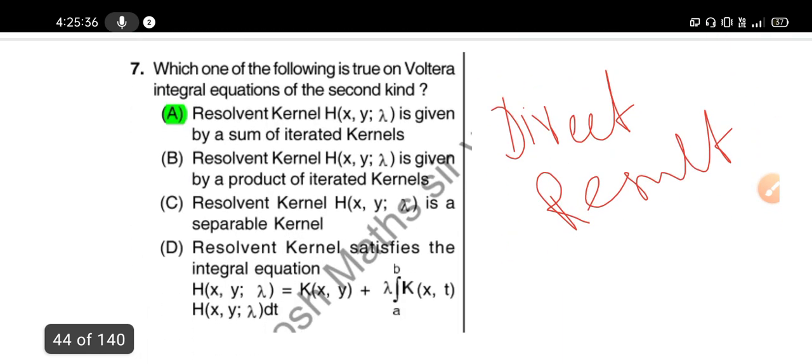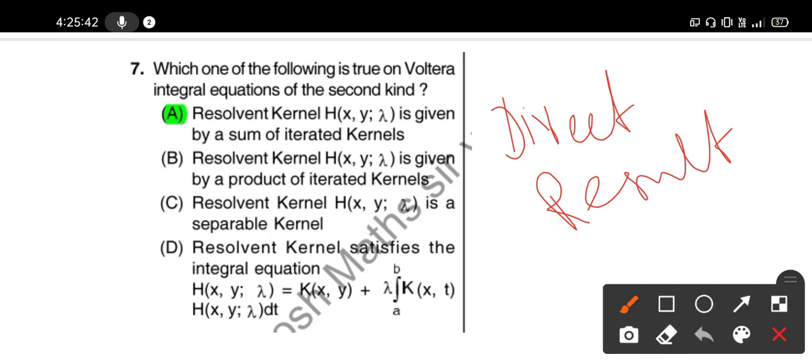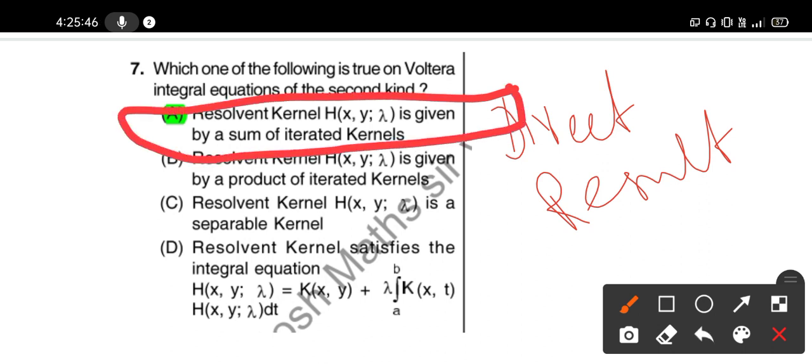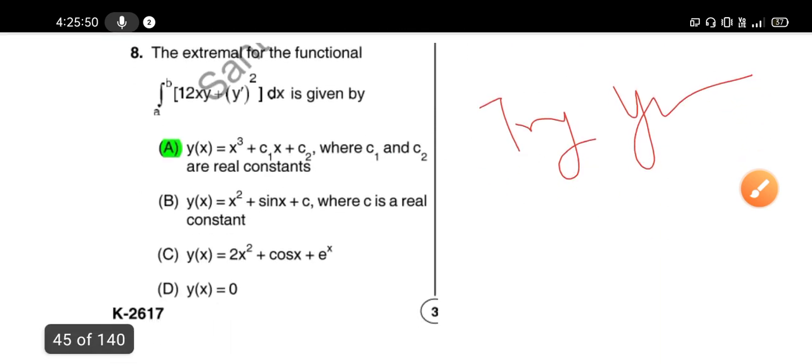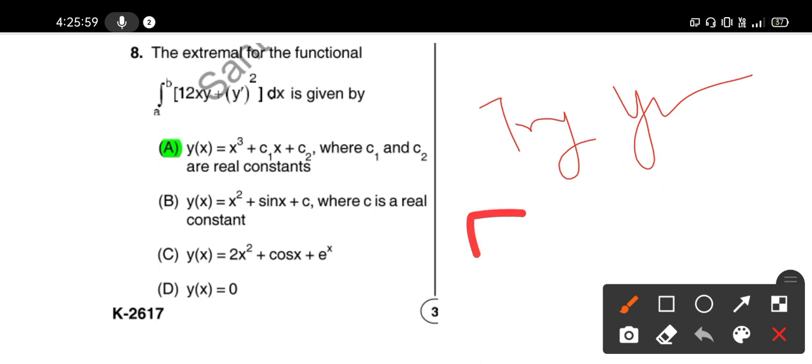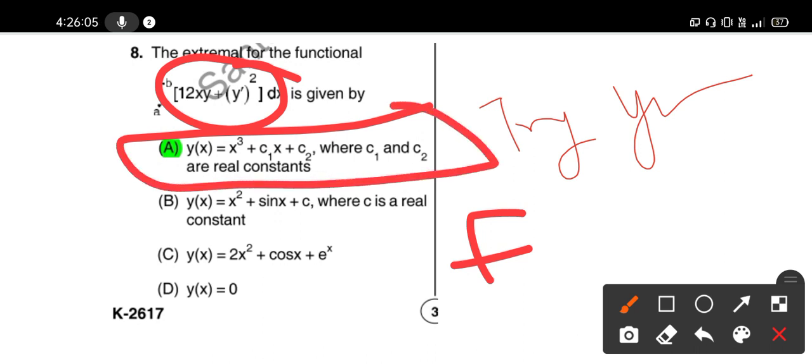Next question. Which one of the following is the true one for the Fredholm integral equation of the second kind? This is a direct result. The equivalent kernel h(x, y, λ) is given by the sum of iterated kernels. Next question. The extremal for the functional from a to b of 12xy plus y dash square dx is given by. Here f is given, this one, and we find by the formula, and finally we get option A.